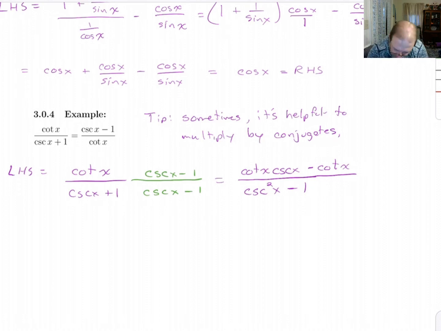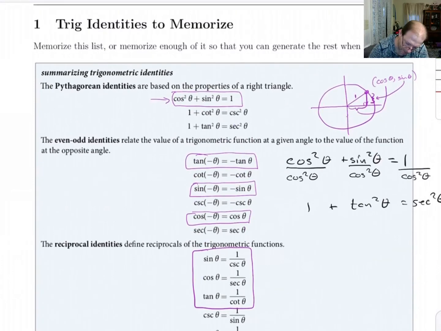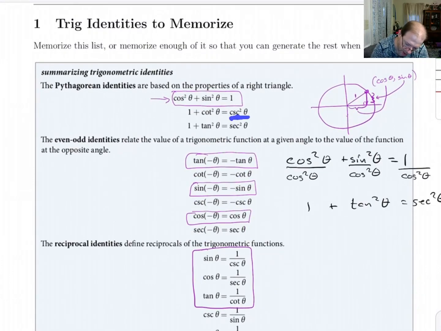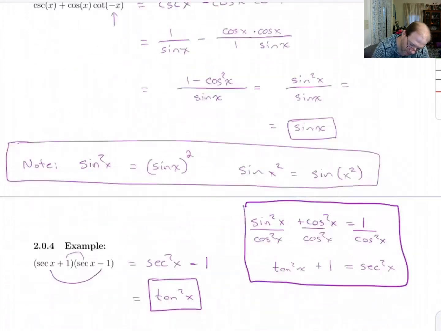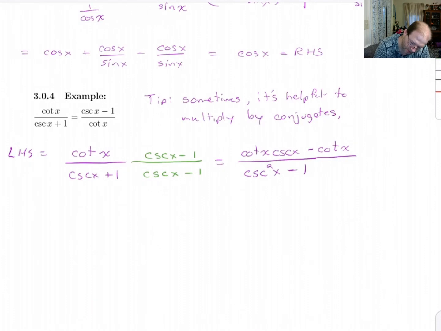Now, why do we care about this? Because this cosecant squared x minus 1, this is one of the Pythagorean identities. Let's go back up. I'm pretty sure this is just going to give us cotan, but let's go back to the top of this and see. Let's see. Cosecant squared x minus 1 is cotan squared. Yeah, so the bottom just becomes cotan squared x.